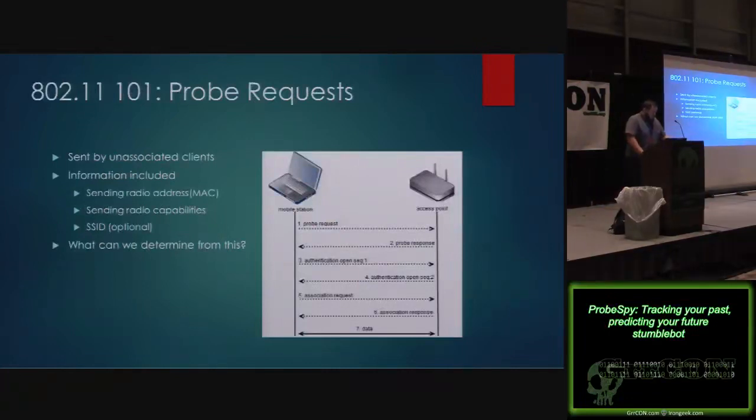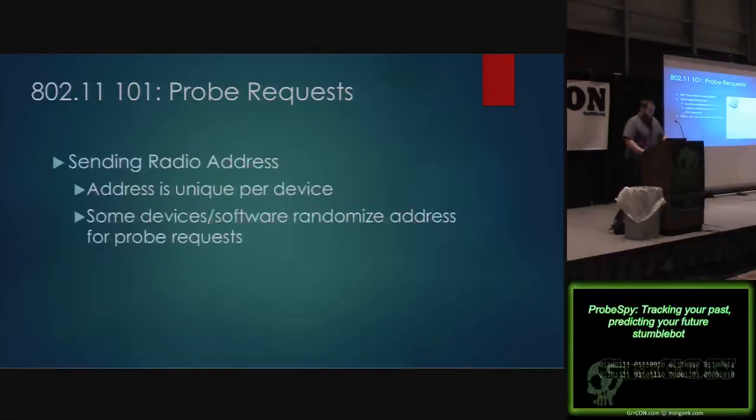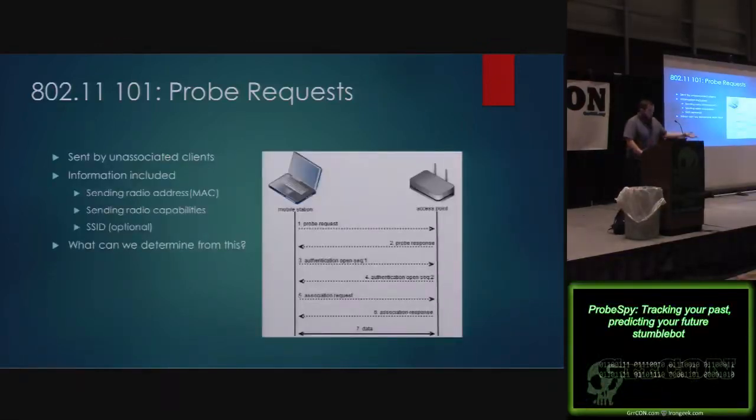So just to start, an 802.11 probe request is essentially a packet sent by an unassociated wireless client device while it is attempting to associate with an access point, presumably one that it's associated with before. So a couple of bits of information that are included in this packet are the sending radio's address, the MAC address, the sending radio's capabilities, and optionally the SSID of the network that it's attempting to connect to.